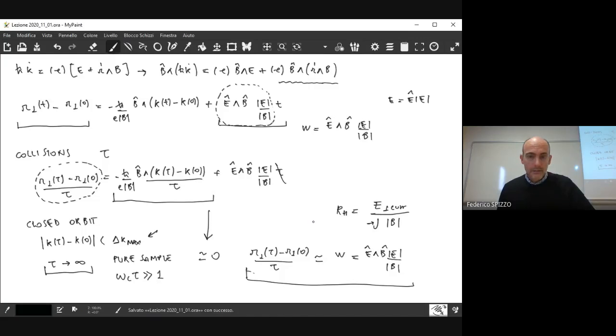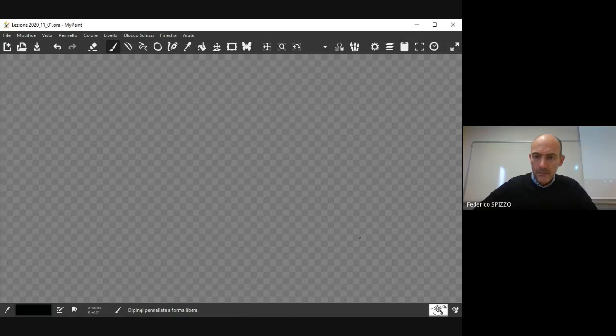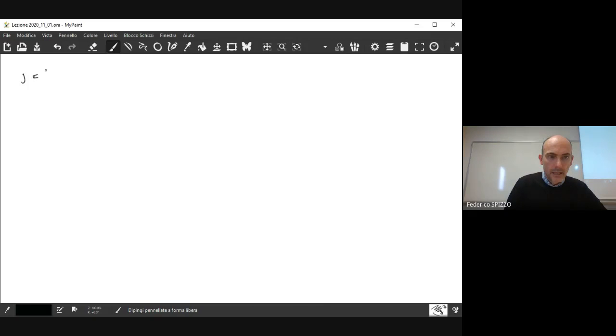To evaluate J, we may use the fact that as the average velocity of the electrons is given by this expression, we may use the expression that was adopted by Drude. So we have that the current density is minus e times electronic density times the average velocity. So this is equal to minus e n and the velocity, that is E versor vector product B, then we have E divided by B. So this is the expression of the velocity.